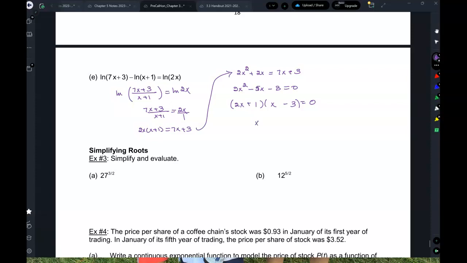Right? So what's x equal to? Negative a half, and x equals 3. And then you have to check. Already it looks like x equals negative half isn't going to work, right? Because when you put it in there, you're going to get ln of a negative number. Okay? And I think the 3 works.